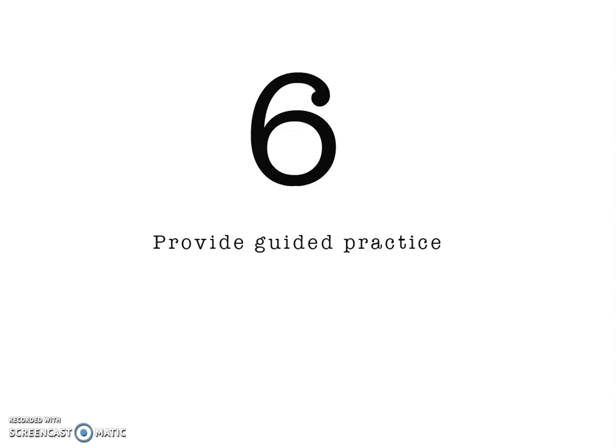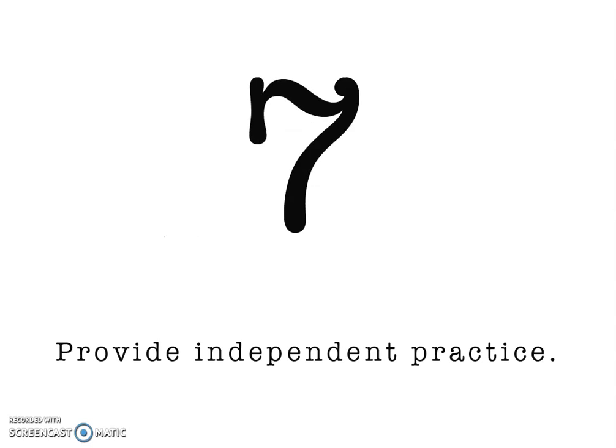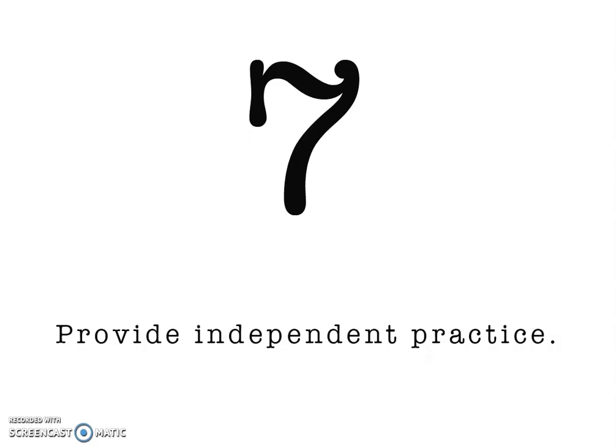All right, number 6, provide guided practice. So of course, after you model, you'd want them to practice while you guide them into learning. And then the last step is to provide independent practice. So you'd want them to go off on their own and take their writing to the next level and have their own ideas.